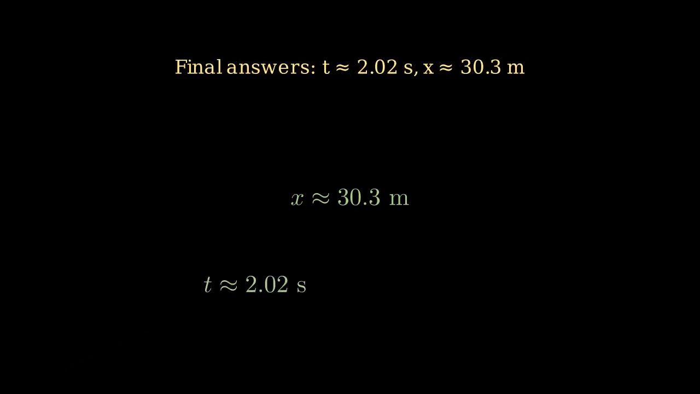Both units match what we expect, seconds for time and meters for distance, so the final answers are confirmed. Time equals 2.02 seconds and horizontal distance equals 30.3 meters.